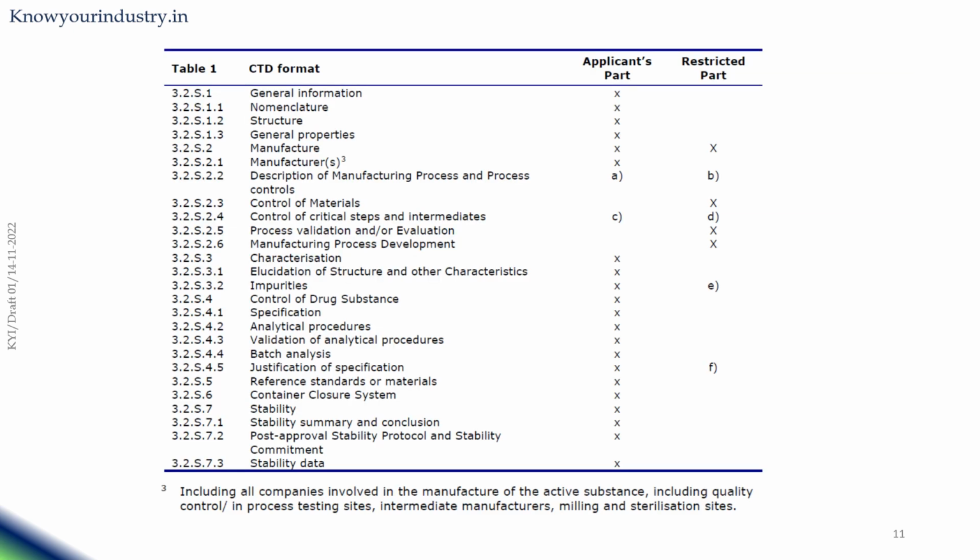These are the contents of the CTD. How do we submit the information? These are the sections. What are the sections, and what do we submit in applicant part and restricted part? You may please have a look.